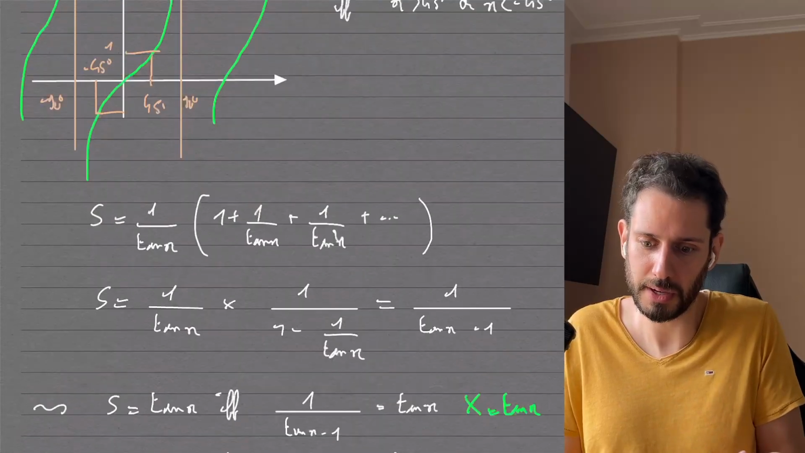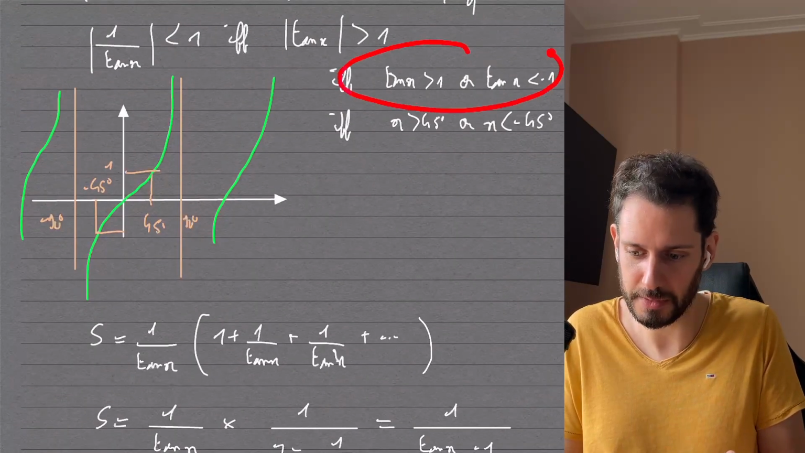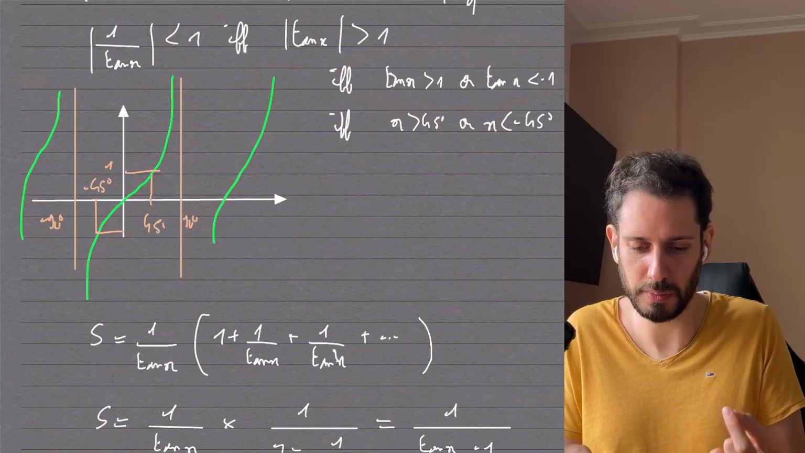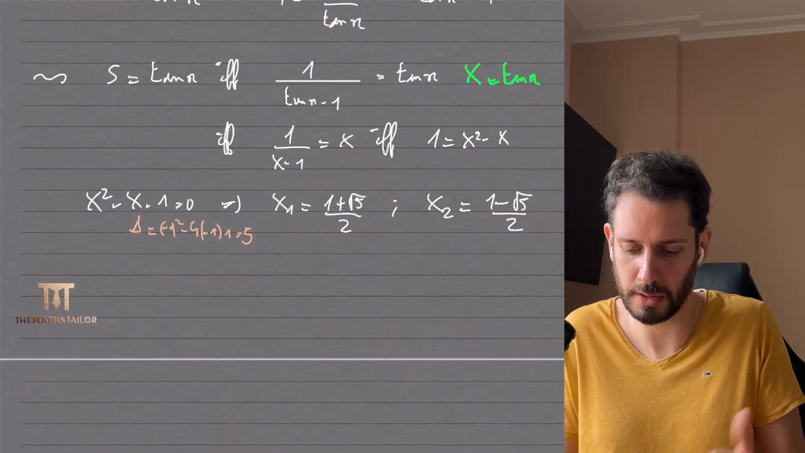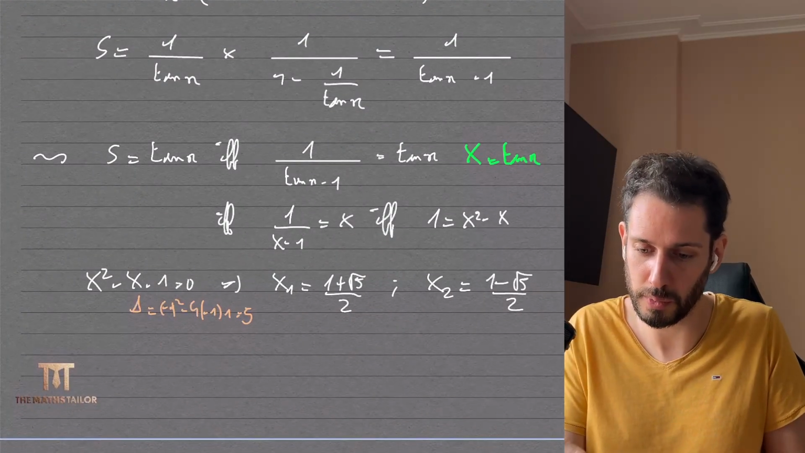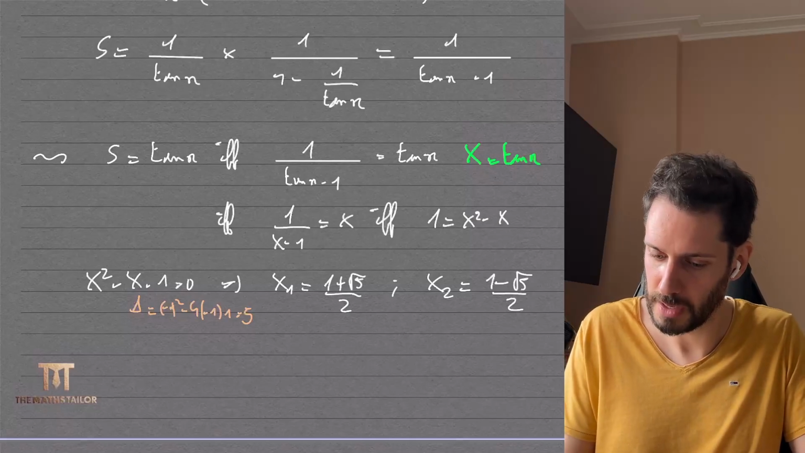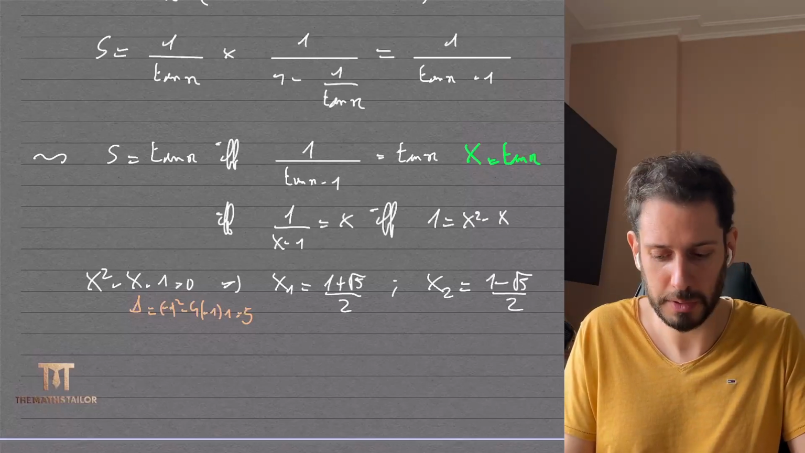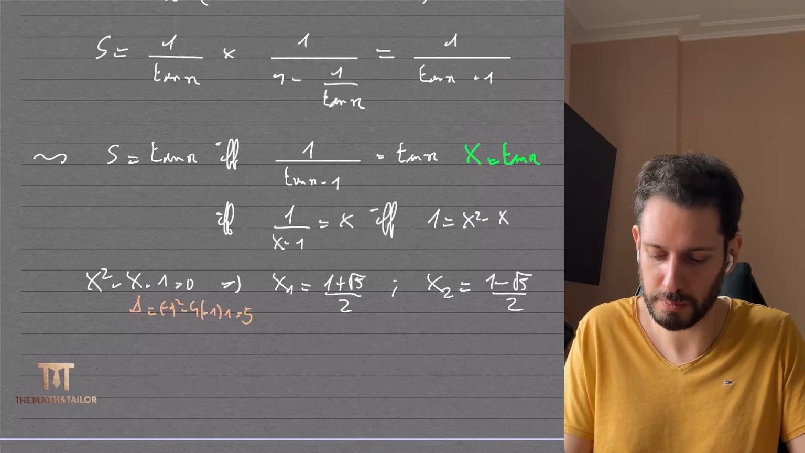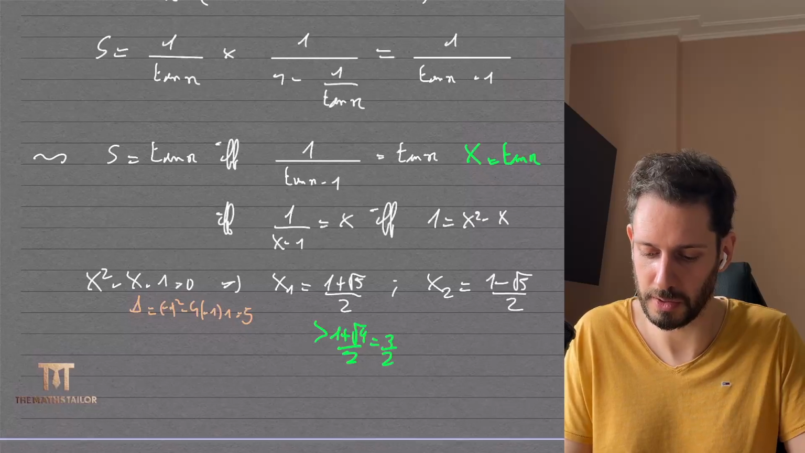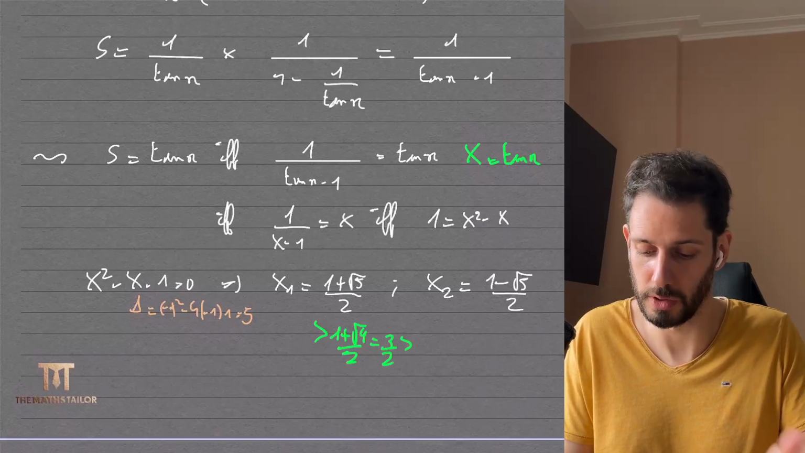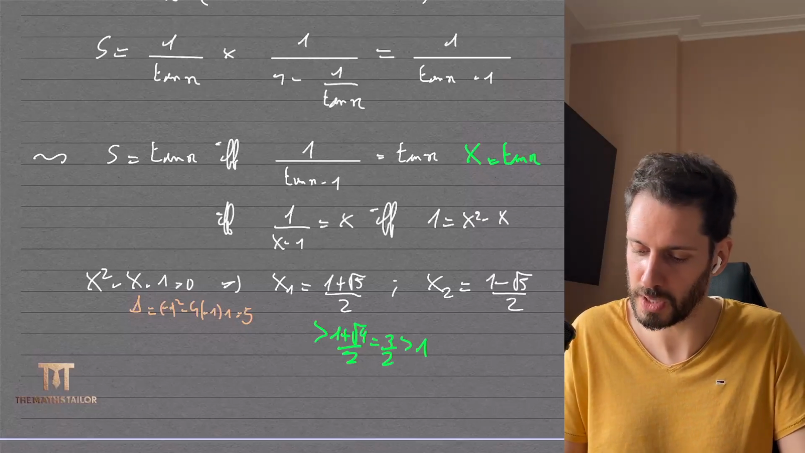Unfortunately, there is a trick here. Since we have checked that tan x had to be either bigger than 1 or smaller than minus 1, I have to check the ranges and where I stand. So X1, 1 plus square root of 5 over 2, is pretty easy to compare. It's bigger than 1 plus square root of 4 over 2, which is equal to 3 over 2, which is clearly bigger than 1.